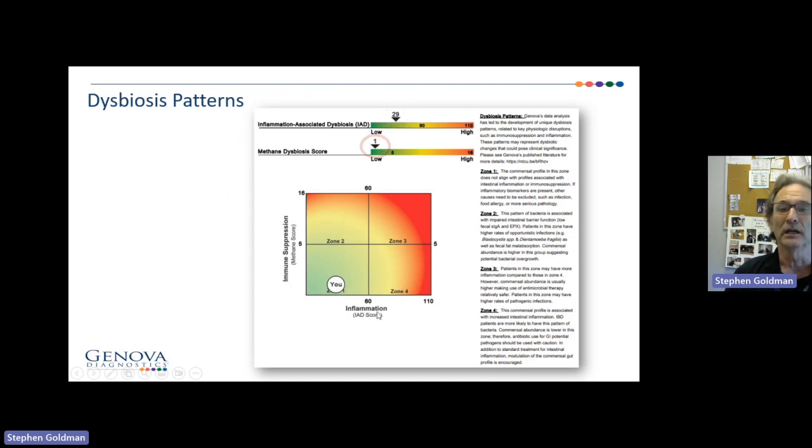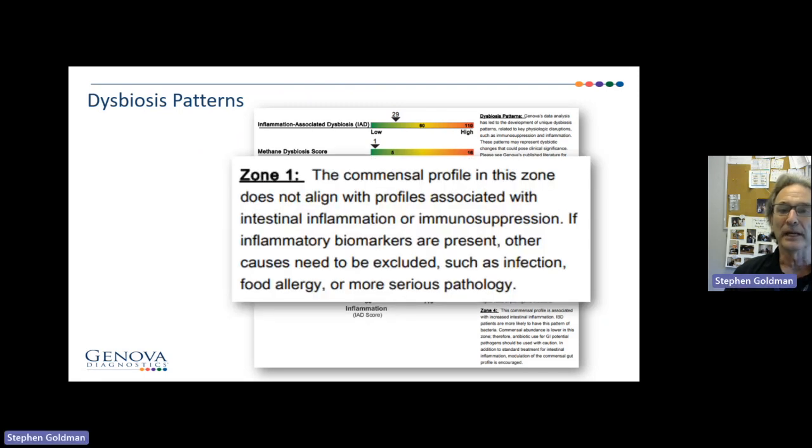And for zone 1, as you can see right here, the commensal profile in this zone does not align with profiles associated with intestinal inflammation or immunosuppression. If inflammatory biomarkers are present, other causes need to be excluded, such as infection, food allergy, or more serious pathology.